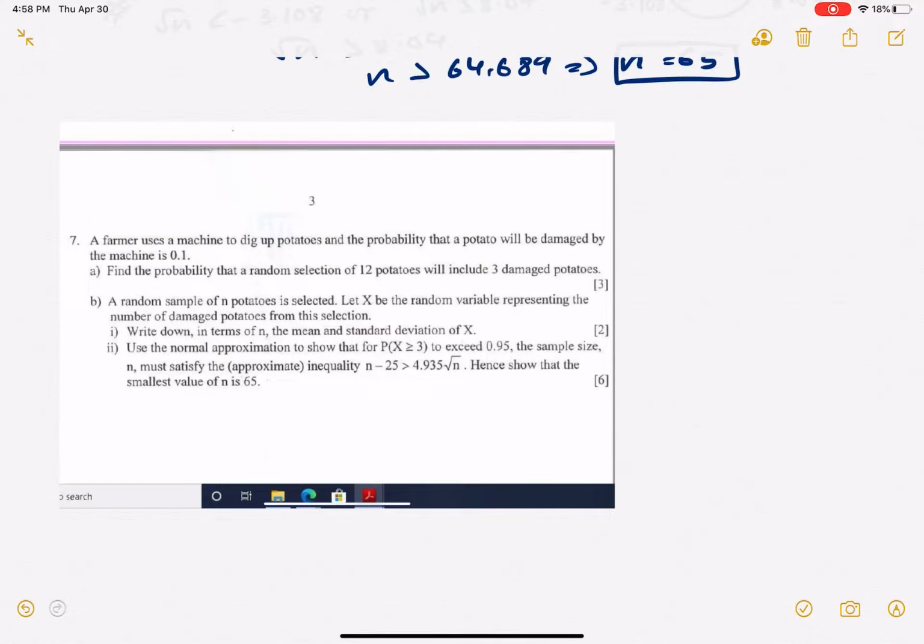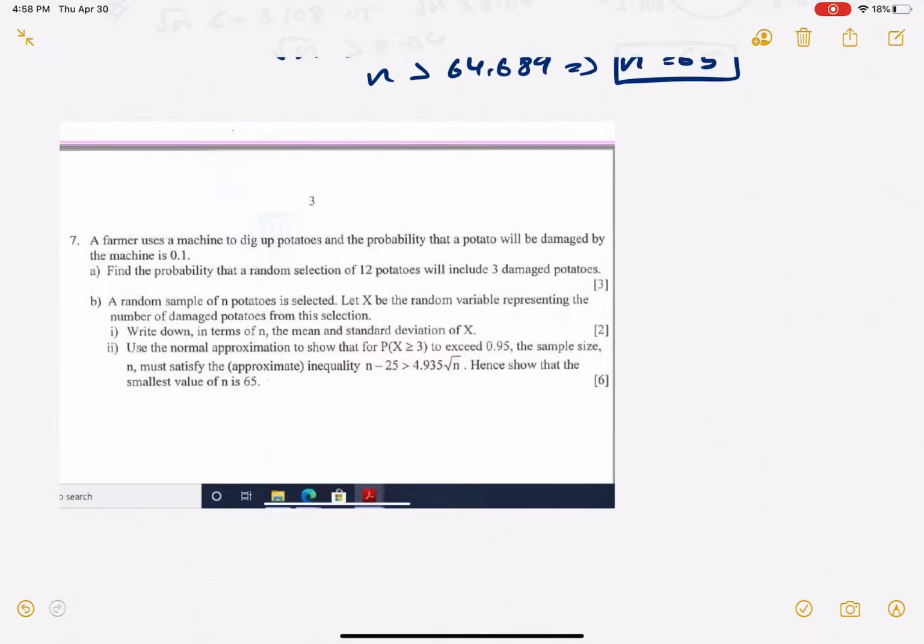Okay, so this is a question posted in our group. It says a farmer uses a machine to dig up potatoes, and the probability that a potato will be damaged by the machine is 0.1. So this indicates that a potato being dug up has only two outcomes: either it's been damaged or not damaged. So I've already done the working. I just thought I'll explain it a bit further.